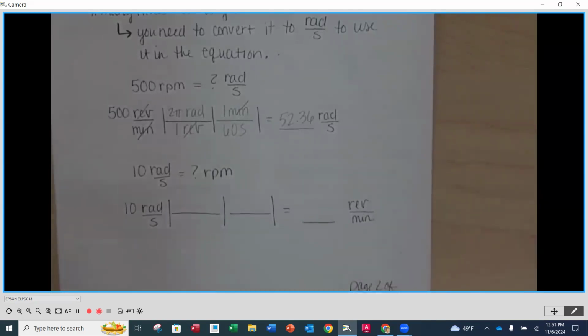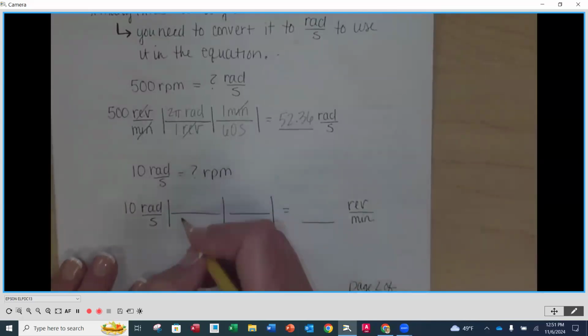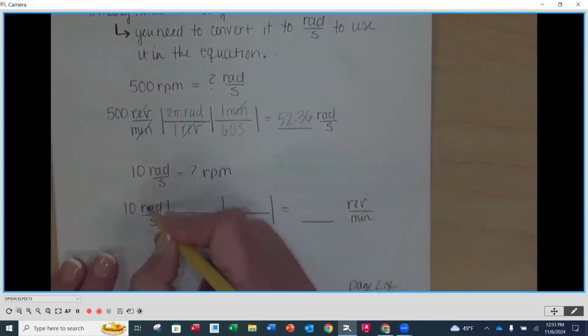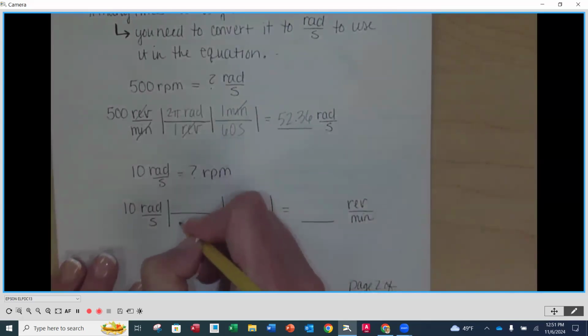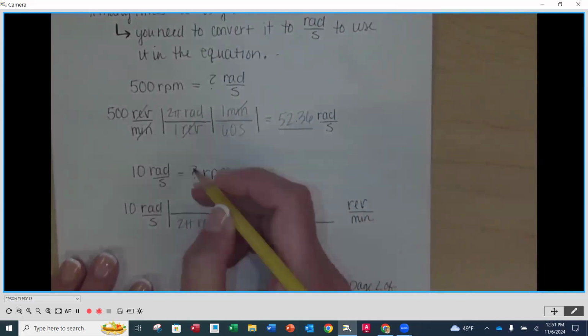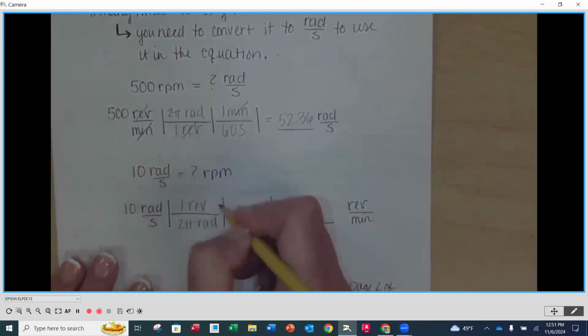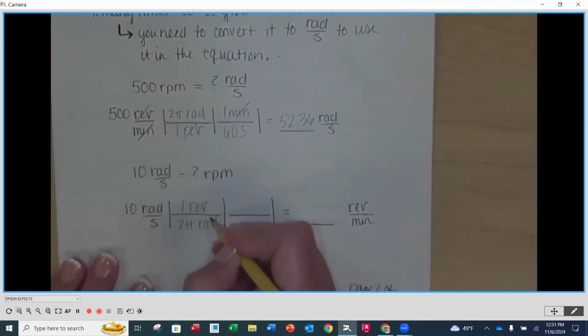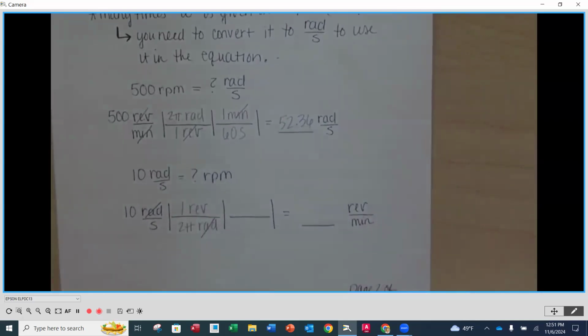All right, let's start looking here. I'm going to start by converting my radians to revolutions. Since radians is on the top here, radians per second, the numerator is radians and the denominator is seconds. That means I want to put my radians opposite. So 2 pi radians is equal to, directly above, 1 revolution. Multiplying across the top and dividing by the bottom, my radians cancel out.